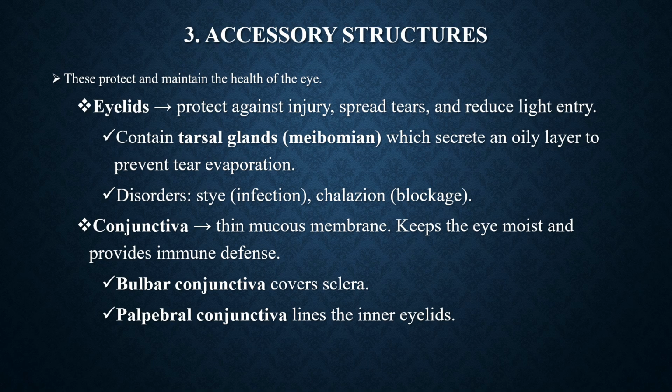Meibomian gland. Now the conjunctiva is a thin mucous membrane which keeps the eyes moist and provides immune defense to the eye. It is usually divided into 3 parts. We start with the palpebral conjunctiva, which lines the inner eyelids. So this one is for the inner eyelids.